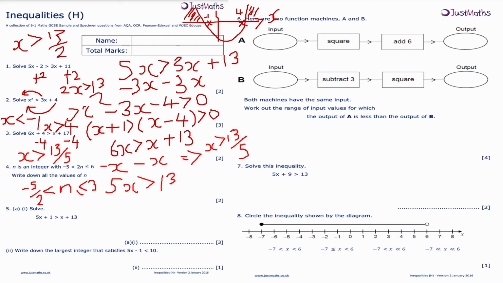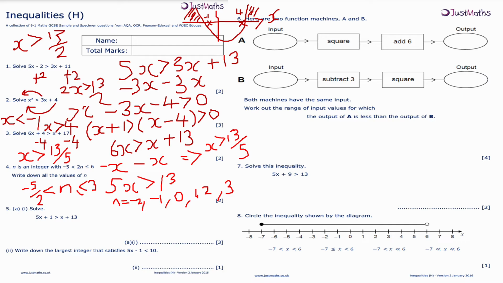Okay, now from there I can say, well, integer means whole number, so n has to be greater than -2.5 and less than or equal to 3. So n could equal -2, -1, 0, 1, 2, and 3. Okay, so they are all the possible values that n could be.